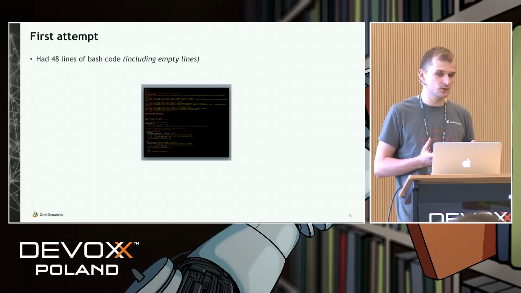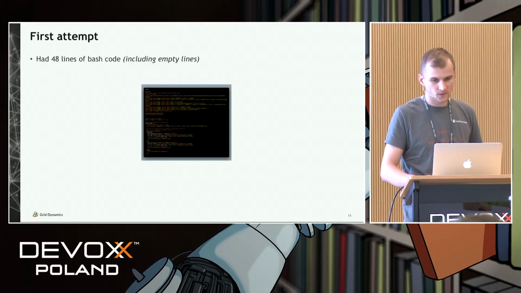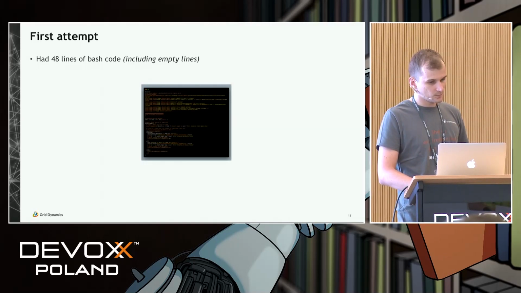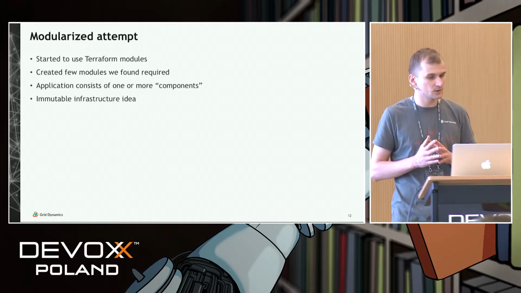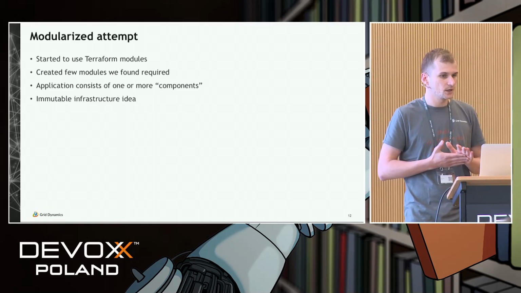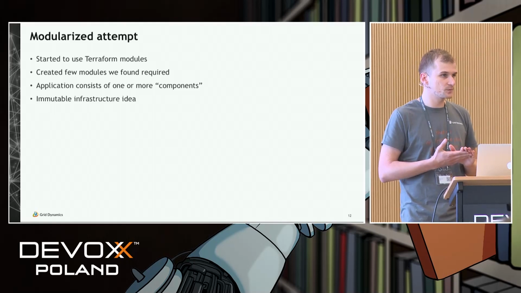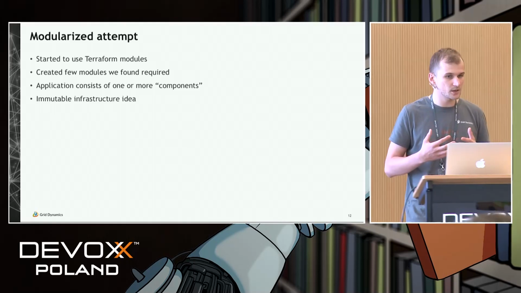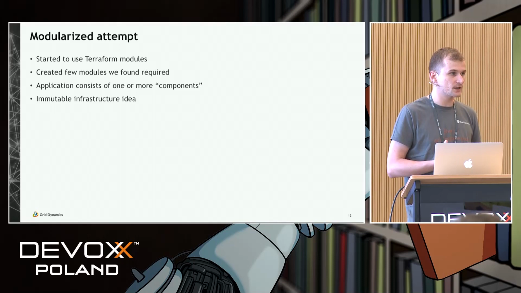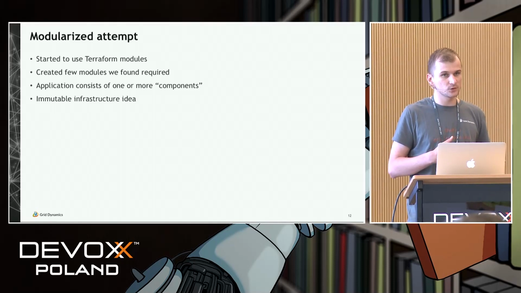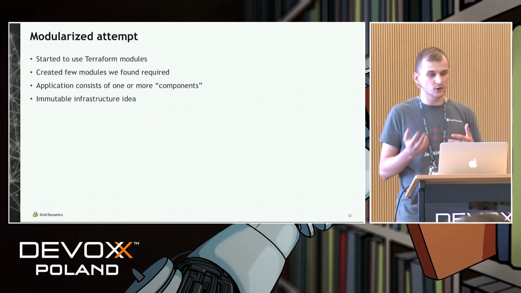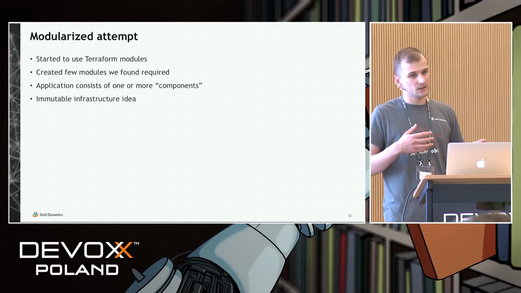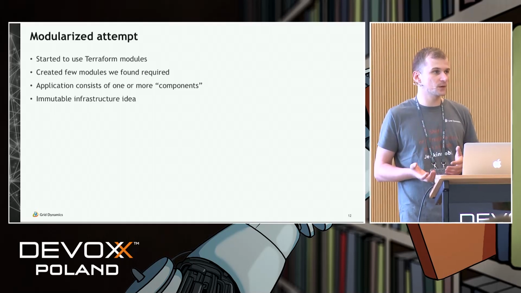At the very beginning, it was more than a year ago. But it was not enough. We had another attempt. Let's call it the modularized attempt. We started to use the Terraform modules because we found that they were useful for us. We could use them to reduce the duplication. Maybe it sounds like an obvious thing, but at the beginning it was not suitable for us.